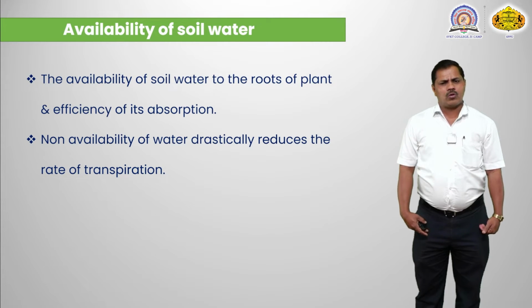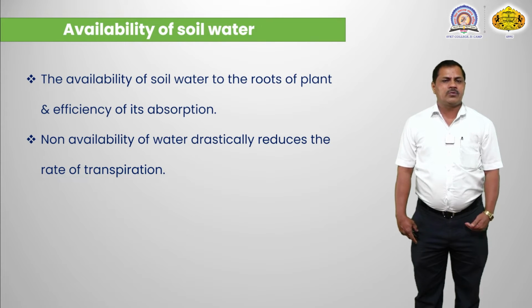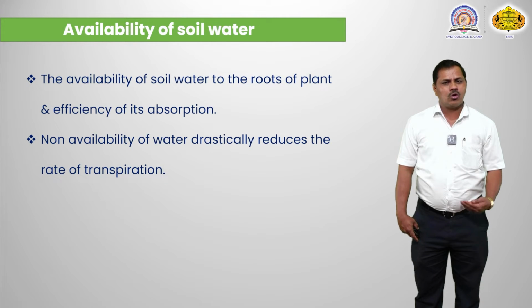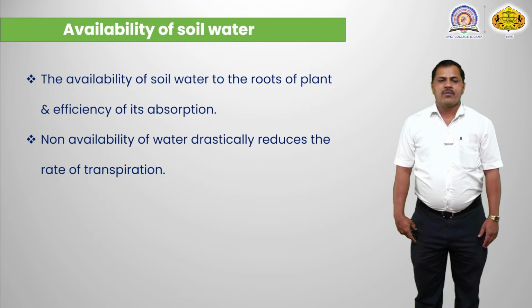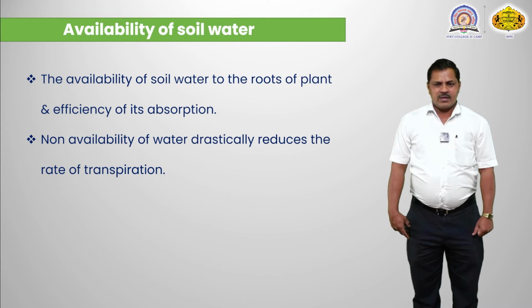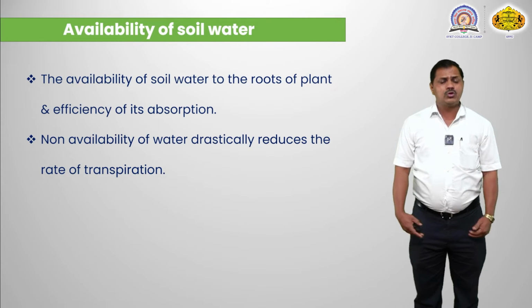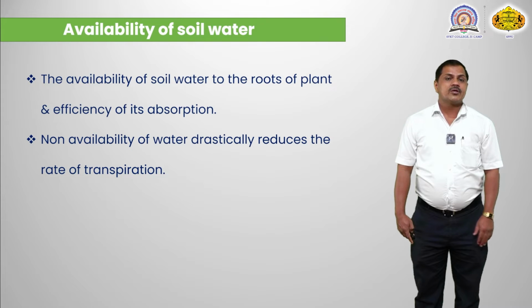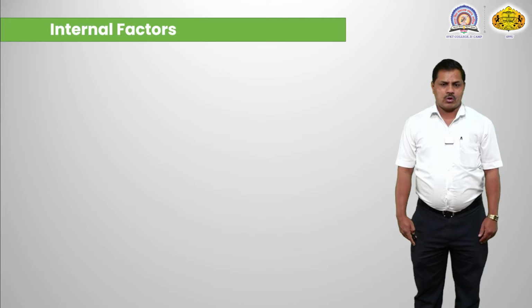When water is not available inside the soil, these water molecules are not absorbed by the root, and they are not lost through the atmosphere. Ultimately, the plant's growth can be stunted. Non-availability of water drastically reduces the rate of transpiration. Mostly, it depends on the availability of water inside the soil.